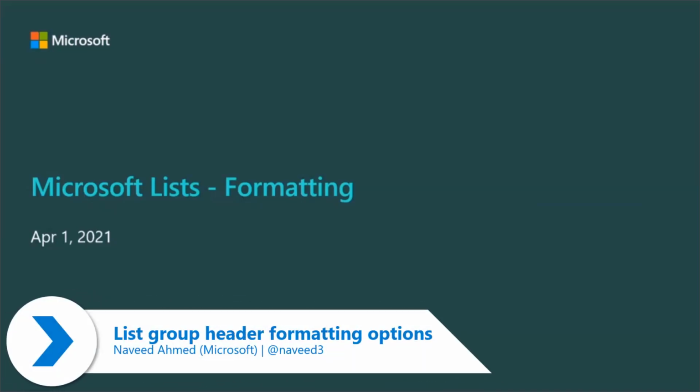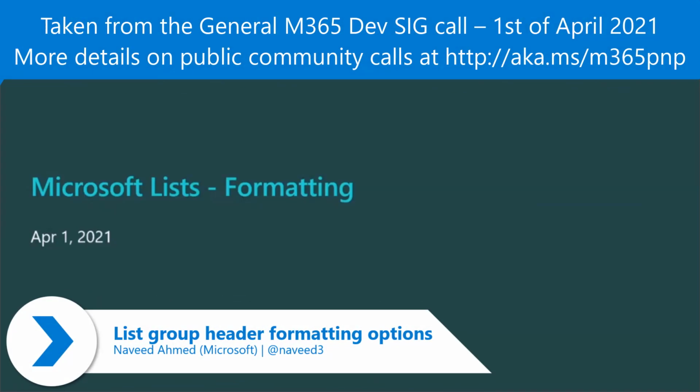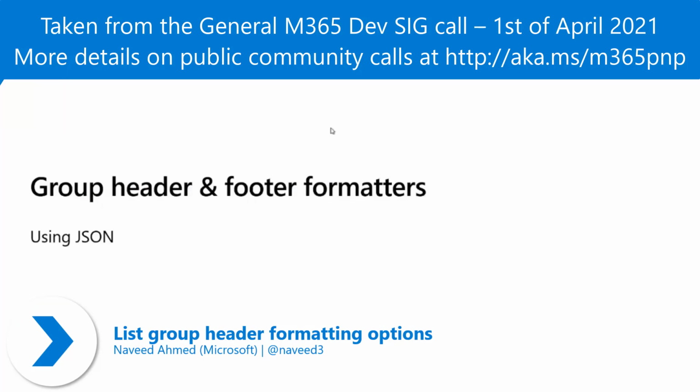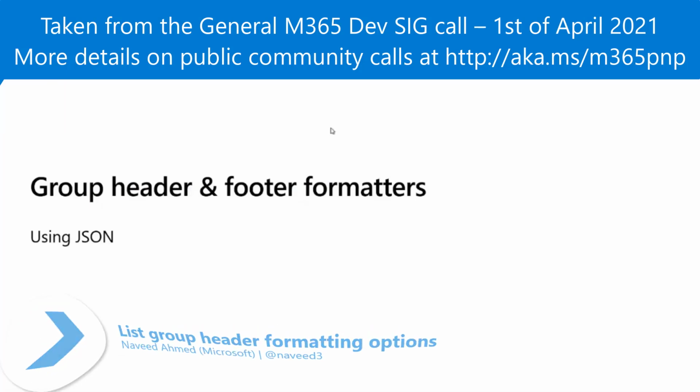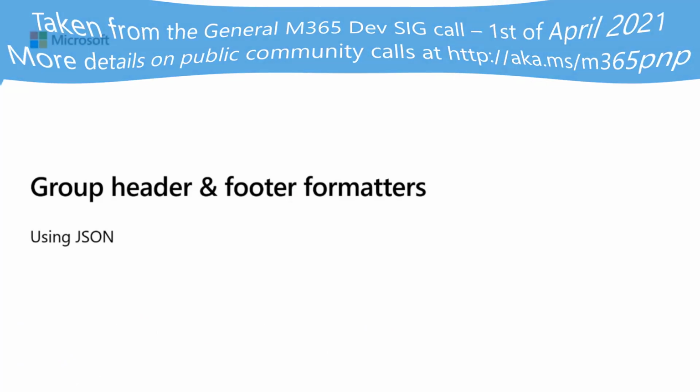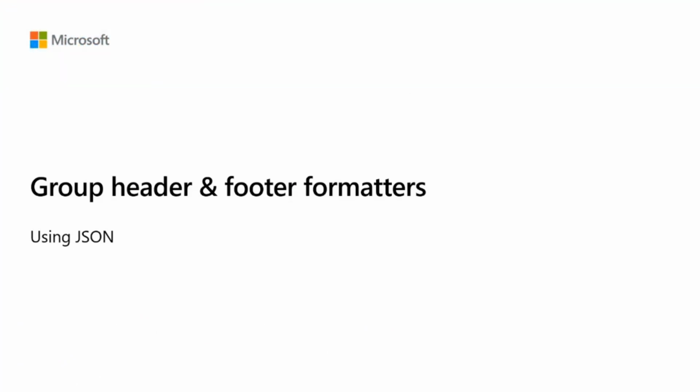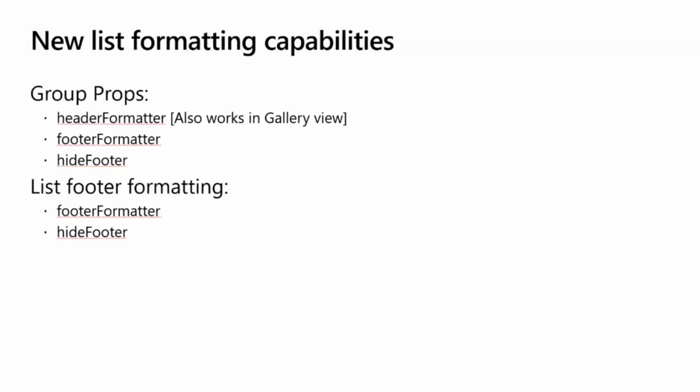I'll quickly start off with the demo. We introduced a few new formatting options in the JSON recently for the group header and the group footer formatters. So that's what we'll be talking about. I'll be quickly walking through a demo using JSON and see what is possible, what can be done. We'll be walking through the group props which we recently introduced, with header formatter, footer formatter, and hide footer, and list footer formatting through using footer formatter.